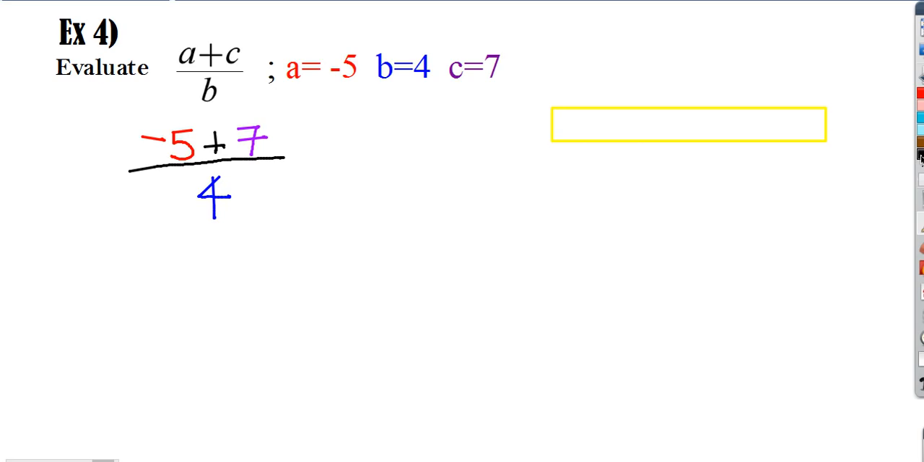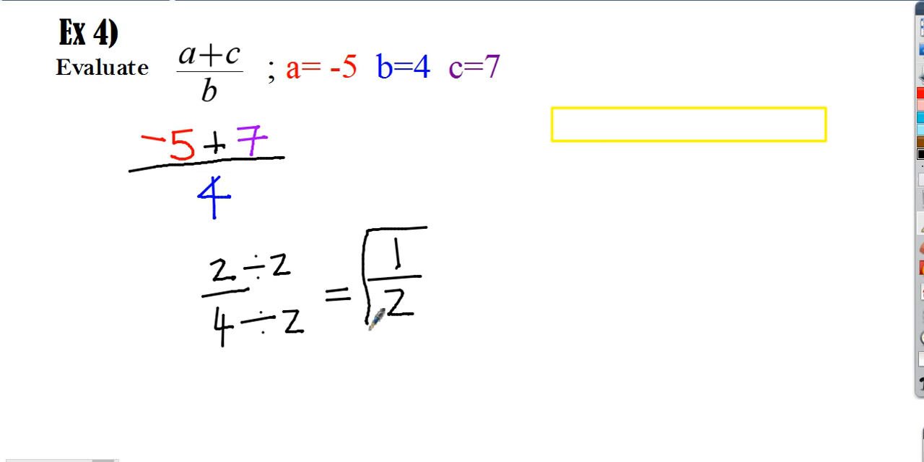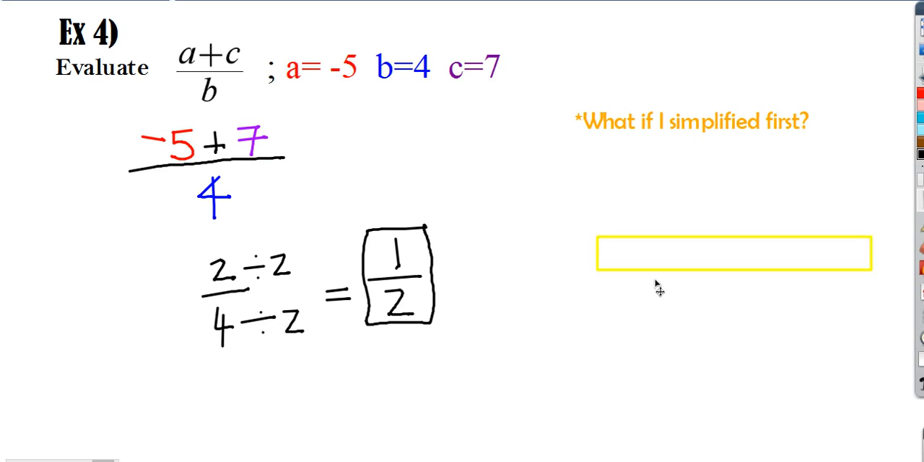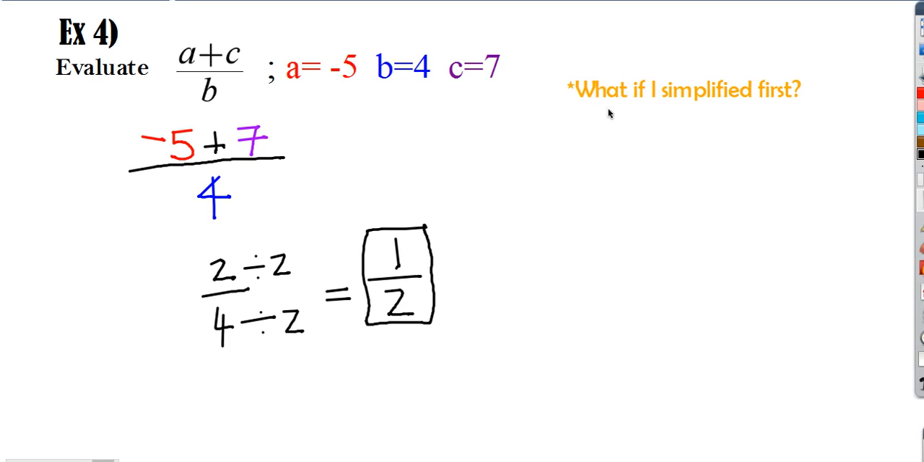Okay, so now we only have numbers. Let's add or whatever we need to do. Negative 5 plus 7, that's positive 2 over 4. We have 2/4, but we could simplify this by dividing the numerator and the denominator by 2. That's going to give us 1/2, and this is the simplest form. Now let's see how we can do this if we simplify first.